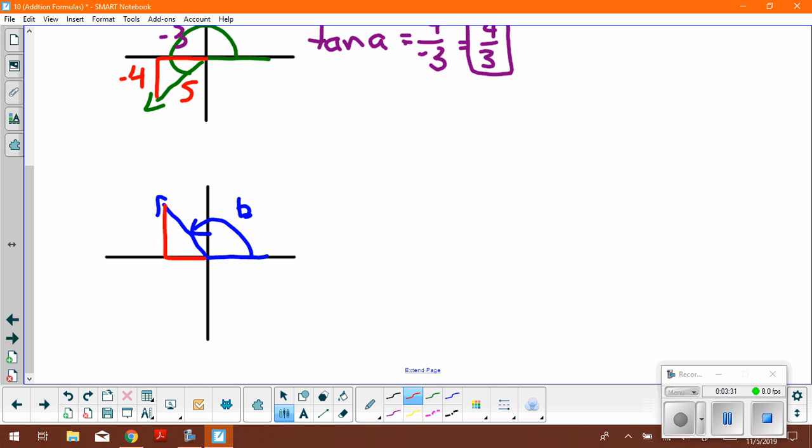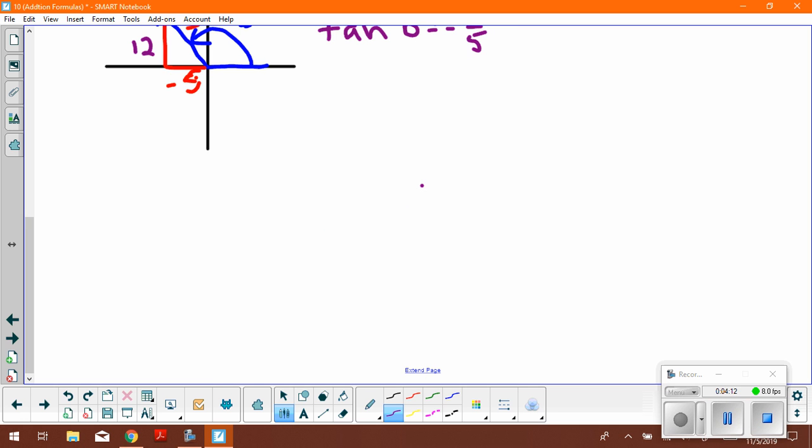Okay, and if we draw the triangle that goes with that, it was cosine. So the negative 5 is here. And the 13 would be here. Okay. And again, if we run through the Pythagorean theorem, we're going to find the other side is 12. Okay. So that means that tan of B, again, is opposite over adjacent. So I'm going to have negative 12 over 5. Okay. So now that I've got both of those values for tan, we're going to look at tan of A plus B.